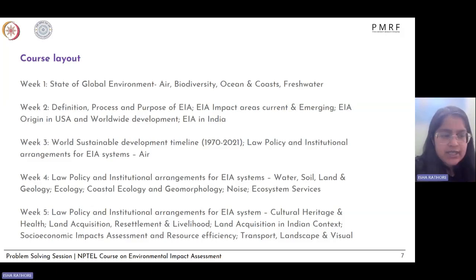In week four, we looked at, again, law, policy, and institutional arrangements for EIA systems. So we discussed what legislative laws and policies have emerged based on each of these particular environmental parameters, and what sort of institutional support or arrangements are there when you go forward for doing EIA relating to these particular aspects in your development project. So in week four, we looked at the law, policy, and institutional arrangements for water, soil, land, and geology, ecology, coastal ecology and geomorphology, noise, and ecosystem services.